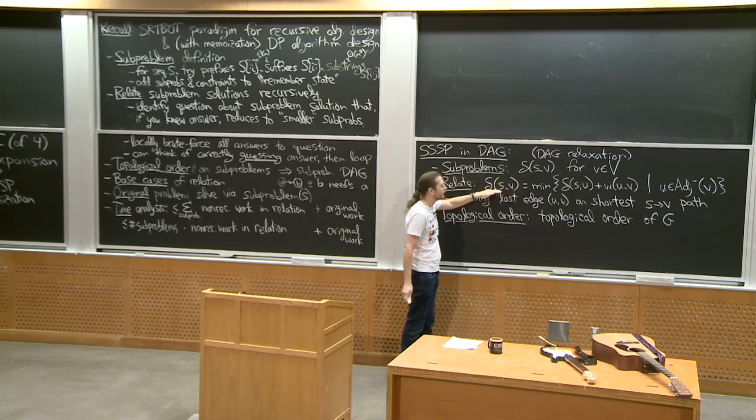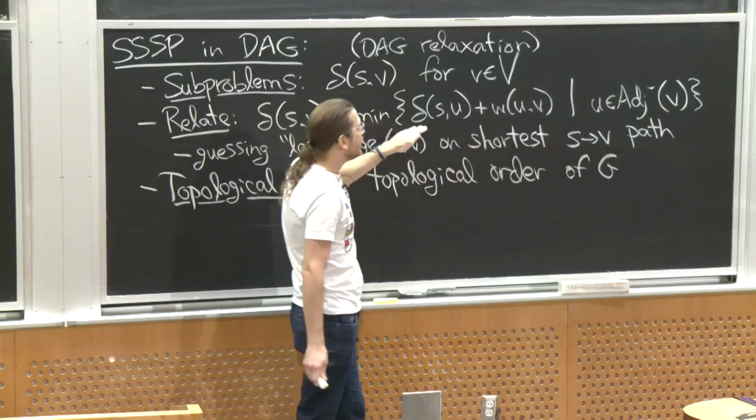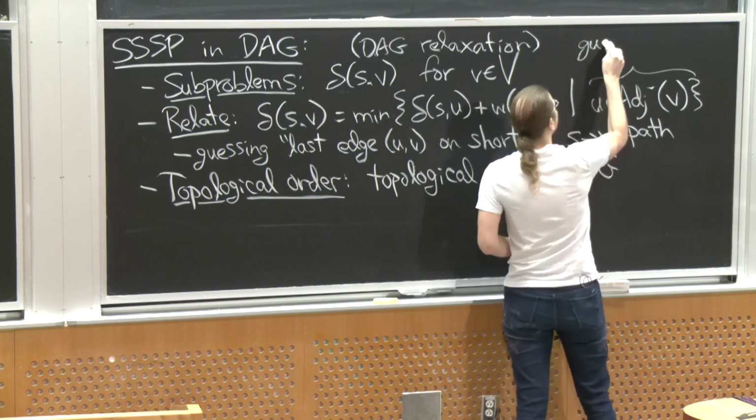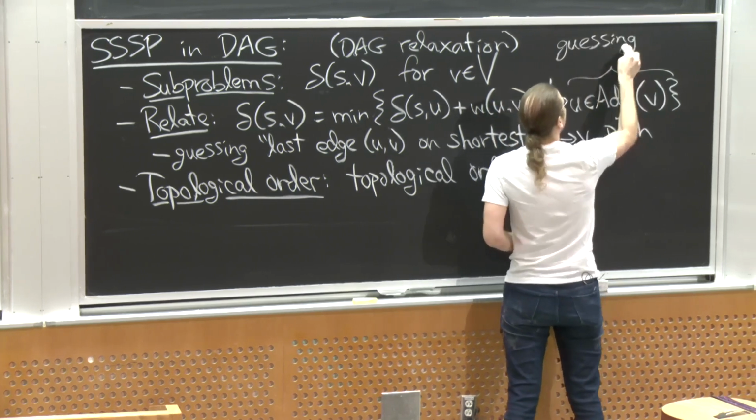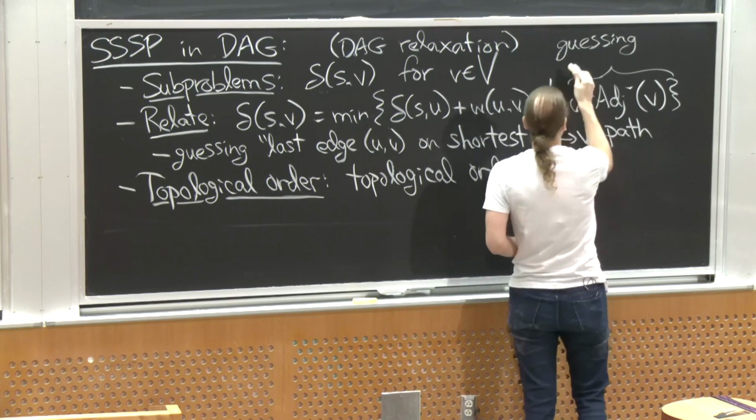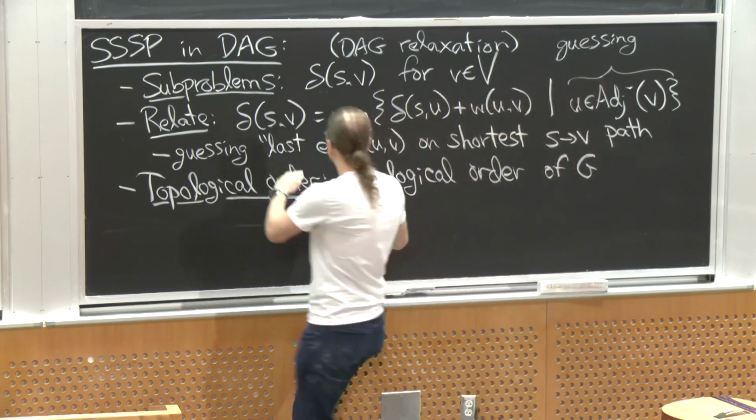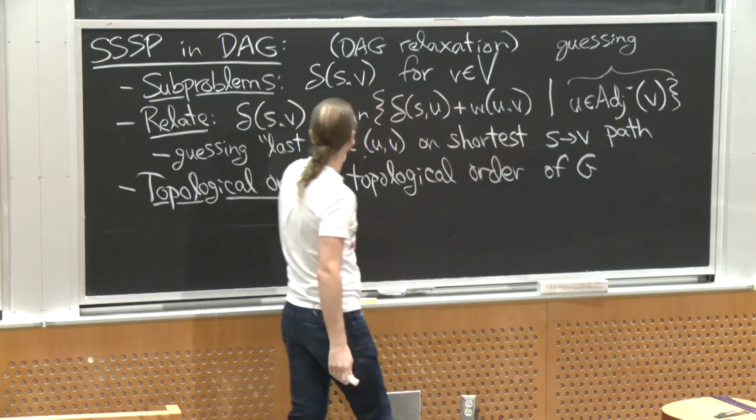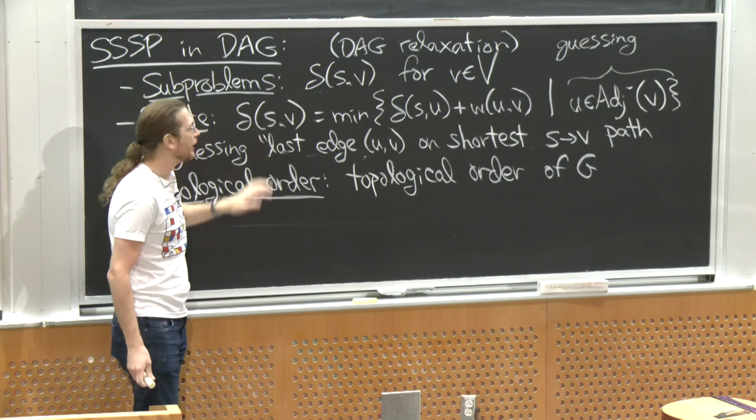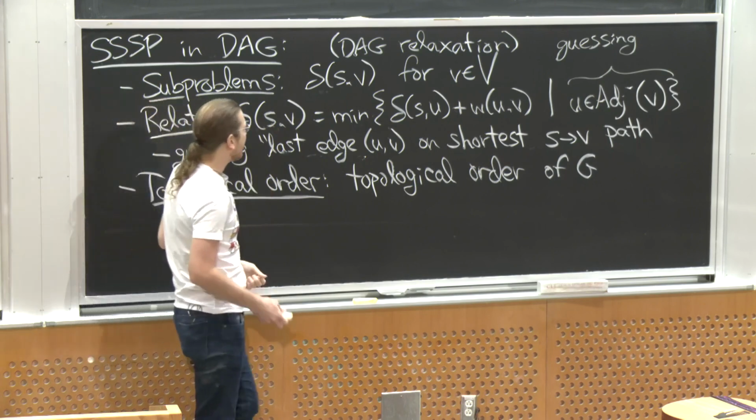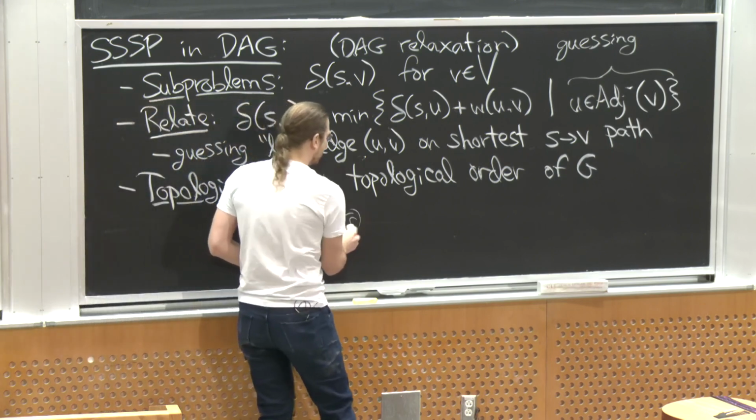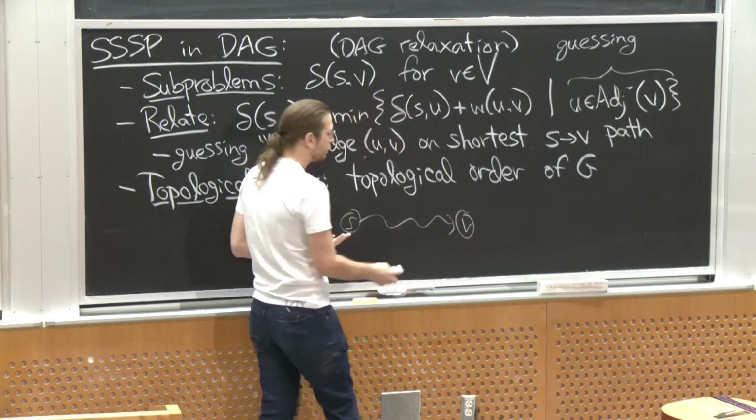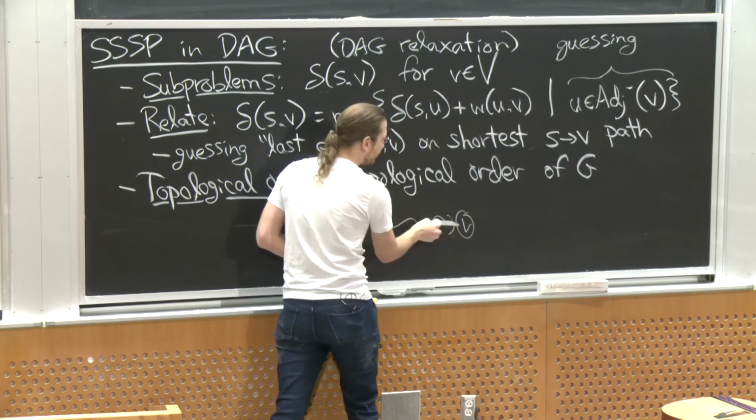The relation is delta of S,V is the min. So what are we thinking about here? We're guessing, this is sort of a new phrase I want to add. We're guessing, oh, actually, I wrote it right here, the last edge, (u,v), on a shortest S-to-V path. So delta of S,V, the problem we're trying to solve, is find the shortest S-to-V path. And it's some path, and we don't know what it looks like. But some feature of the solution of this path we're trying to find is, well, what's the last edge?